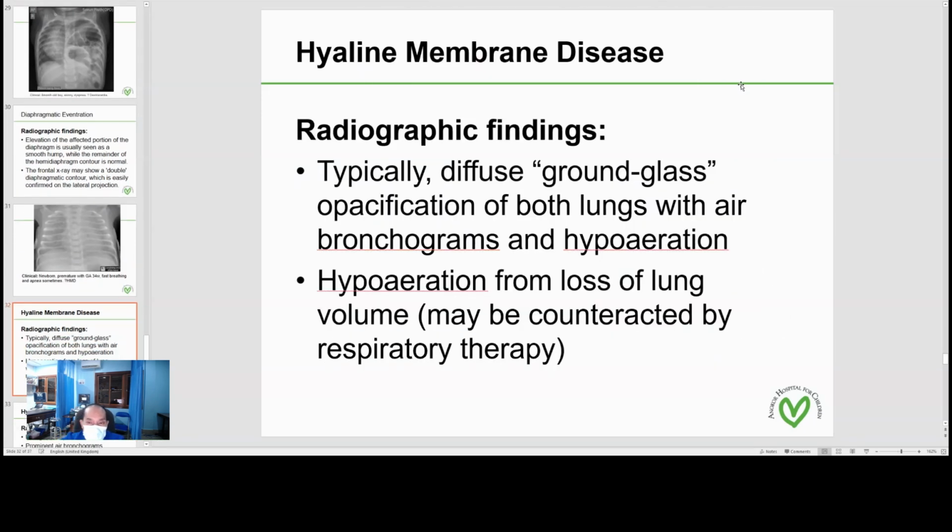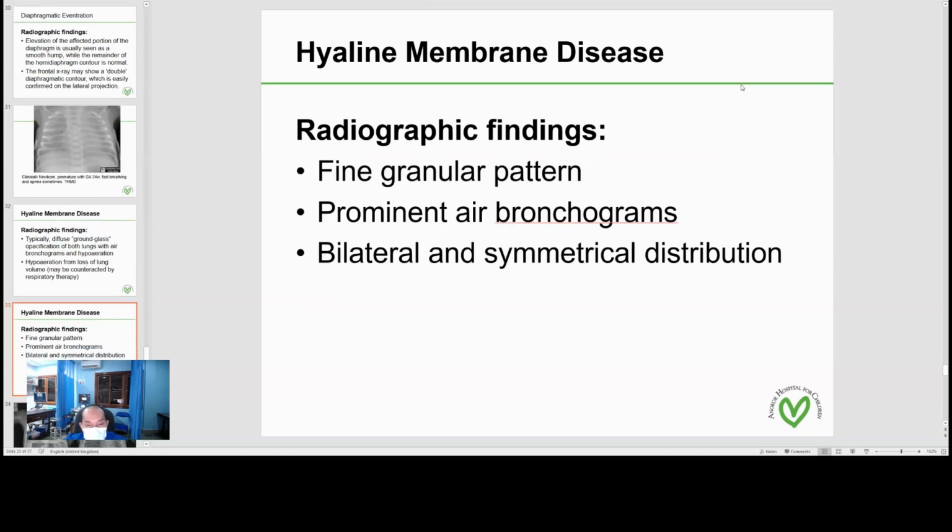So in the chest X-ray, we have to find some indications for HMD, like diffuse ground glass opacification of both lung fields with air bronchogram and hypoaeration. Hypoaeration from loss of lung volume may be corrected by respiratory therapy. And we can see the fine granular pattern, prominent air bronchogram, bilateral and symmetrical distribution of disease.